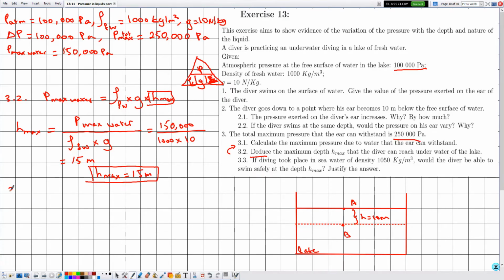Now in 3.3, if diving took place in seawater of density 1050 kg per meter cube, so now the density increases from 1000 to 1050, would the diver be able to swim safely at the depth H max? Justify the answer.